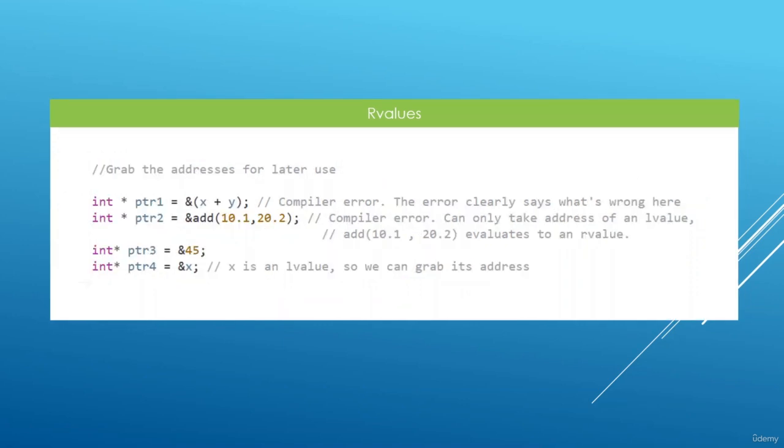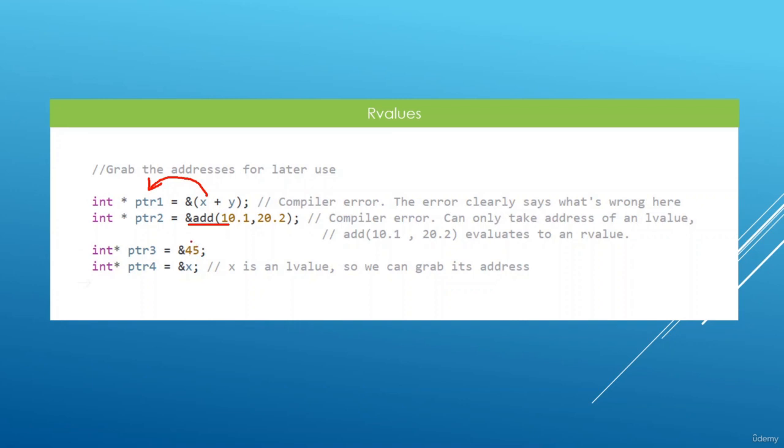Okay, here is a simple example that shows a bunch of compiler errors we can get if we try and grab addresses for temporaries. If we grab the address of x plus y and store that in a pointer, this is going to give us a compiler error because we have no business grabbing the address of a temporary value. If we do the same for our add function, we're going to get a compiler error.